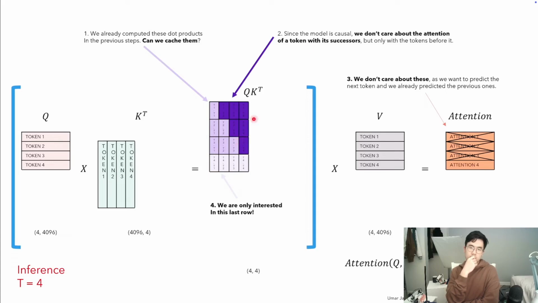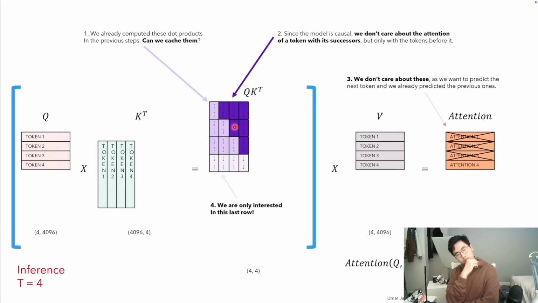Yes, we can. And since the model is causal, we don't care about the attention of a token with its successors, but only with the tokens before it. So, as you remember, in the self-attention we apply a mask. The mask is basically saying we don't want the dot product of one word with the words that come after it, but only the ones that come before it. So basically, we don't want all the numbers above the principal diagonal of this matrix. And that's why we apply the mask in the self-attention.